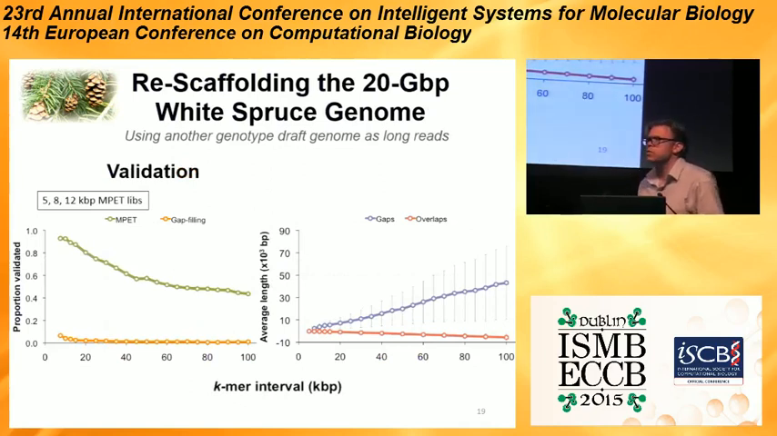We don't have a reference for spruce. All we had was 3 MPET libraries, the largest of which is 12 kb. And as you can see, these are all the iterations. At the 22nd iteration, we can still validate above 40% of these merges. We would not expect to validate all the merges because some of these gaps are very, very large, and this is not unexpected. The average gap size at 100 kb is about 40 kb, with a standard deviation ranging from 10 kb all the way to 70 kb.